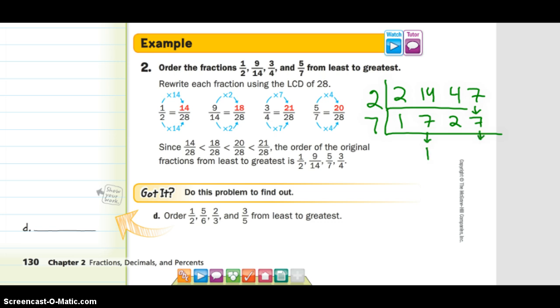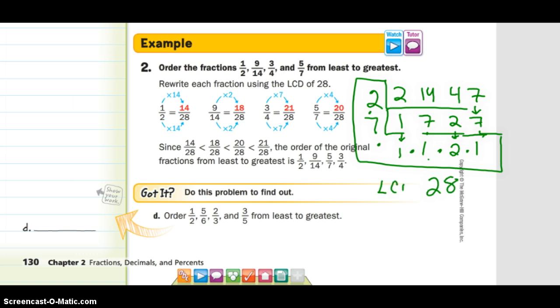7 goes into 7 one time and the other one time. And then I get a pass for my 2 and my 1. And then I draw my L, put my dots. 2 times 7 is 14 times 2 is 28. So the LCM, which is the same as LCD, is 28.